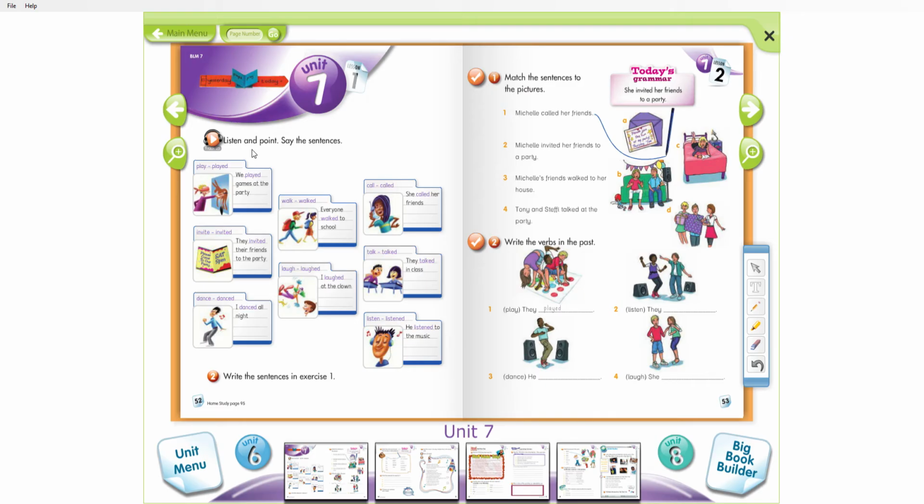Please take your student book, page 52, unit 7, lesson 1. We are going to do a short review before we start our second lesson. So, let's play the audio.